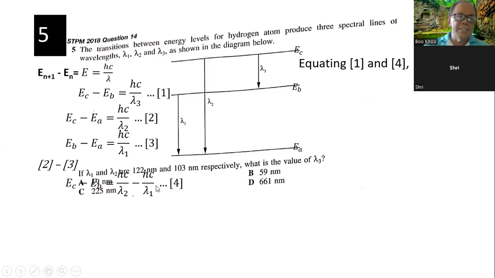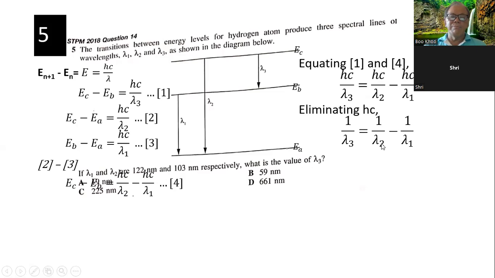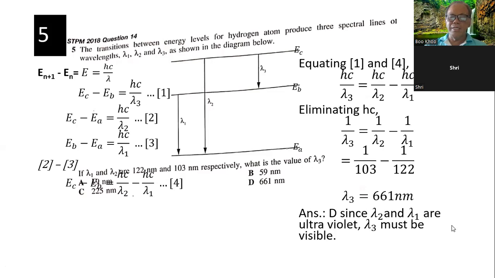And equating these two, 1 and 4, they are equal. This is hc over lambda 3, hc over lambda 2 minus hc over lambda 1, and hc can cancel off. So eliminating. So we can remember the equation. It's not adding the wavelength. It's reciprocal. That one is just reciprocal of this one, minus reciprocal of that one. That's the equation. Okay. Answer is D.